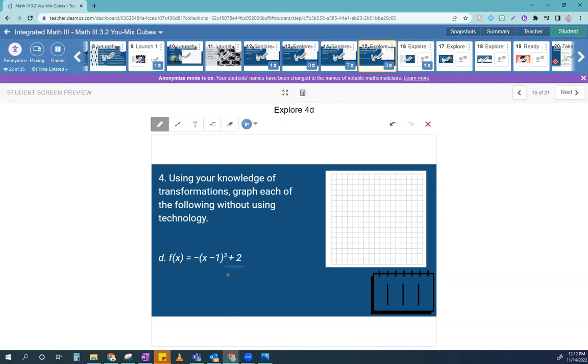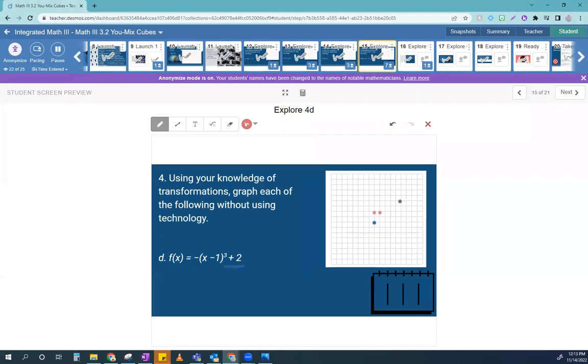Yeah, it moves it up 2. Very good. Then what does that -1 do to my whole function? Yeah, it moves it to the right 1. So pretend that here is my original point at 0, 0. Then it moves up 2, here it is. And then it moves right 1, here it is.